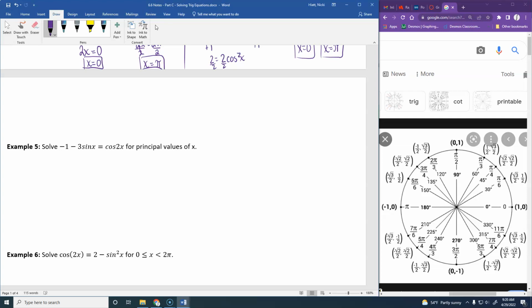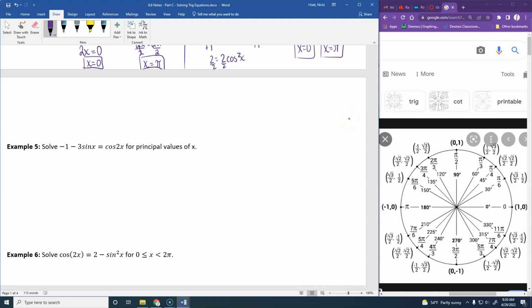Because, unlike the first couple problems, I don't have cosine 2x equals just a number. I've got that it equals negative 1 minus 3 sine x. So I've got that sine x in there. So whenever you see that you have this double angle identity, but you also have other trig functions in the problem, not always, but usually you are going to need to replace this using that double angle identity.